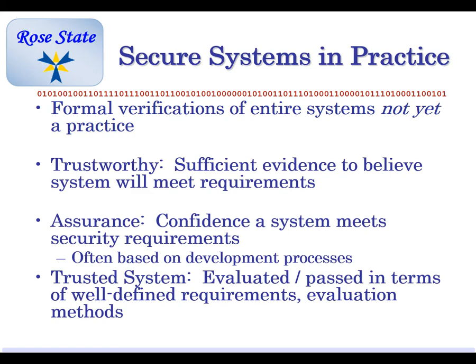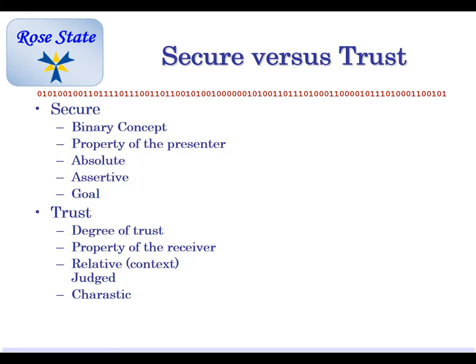Exactly. Well-defined requirements. Okay. Now let's talk about secure versus trust a little bit more. Secure is binary. Is that door secure right now? No, because Madison walked in. You need to lock it next time. Okay. It's a binary concept. It's a property of the presenter. I can present to you that this door is locked. Well, in this case, it's not. Okay. It's absolute. It either is locked or isn't locked.